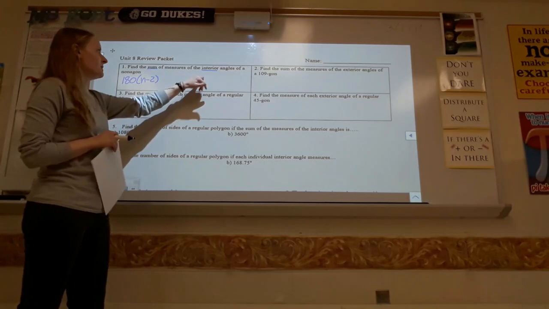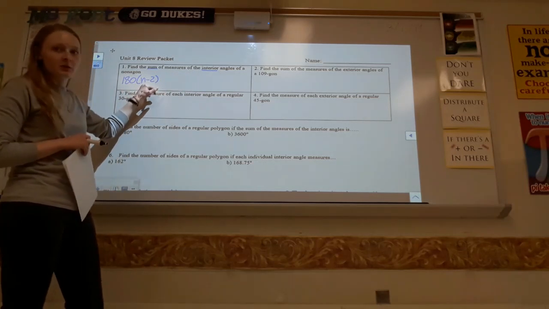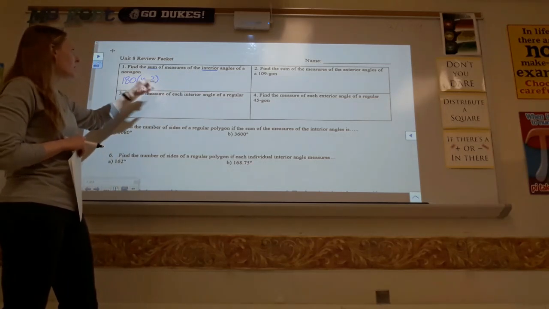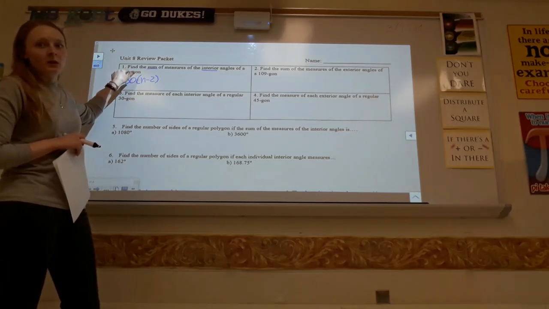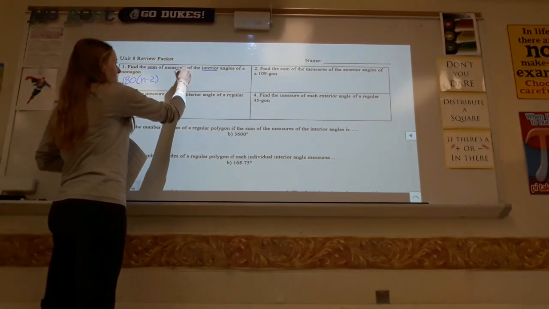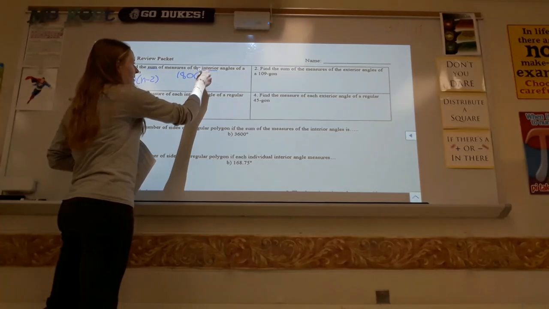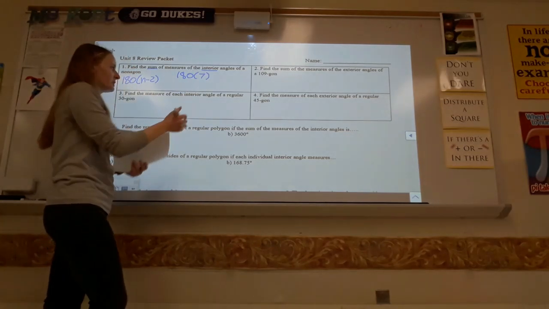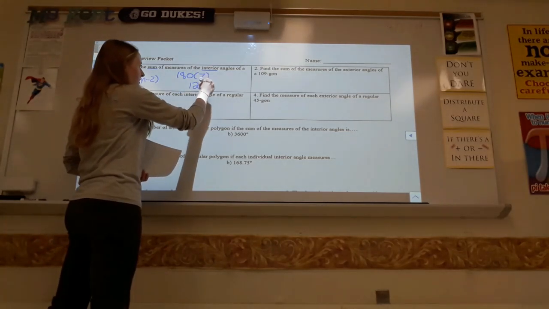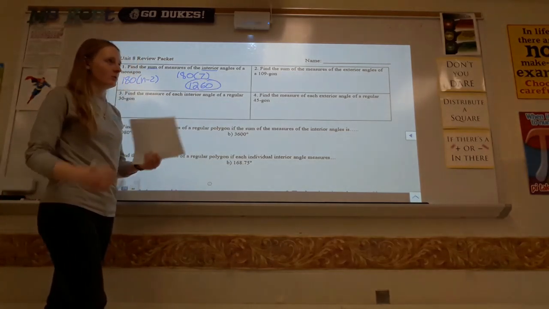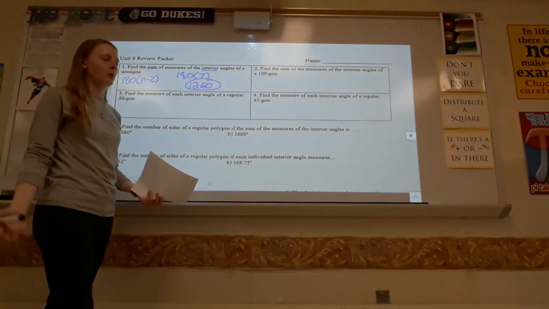So now on the sum of interior, I'm going to do 180 times the number of sides minus 2. This is a nonagon. You have to remember a nonagon has 9 sides. So it's going to be 180 times 7, because 9 minus 2 is 7. So when you do that, you get this as a result. So you just got to know the formulas. The rest of it is very simple.